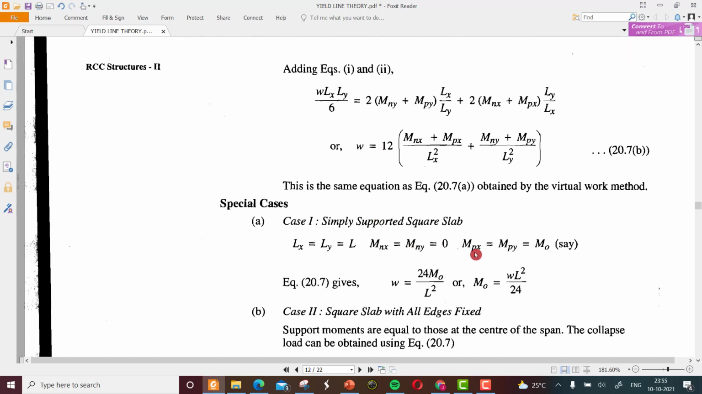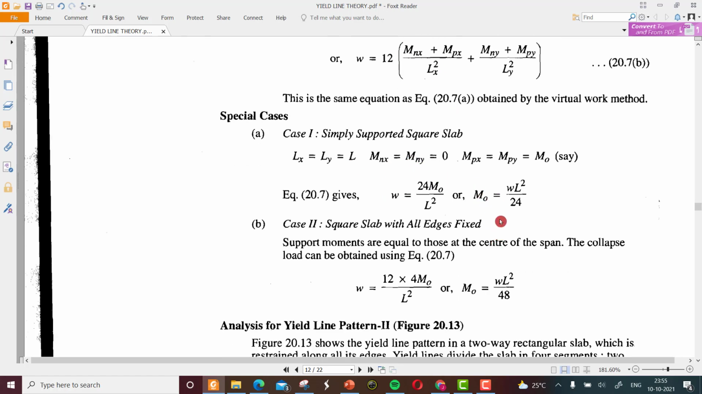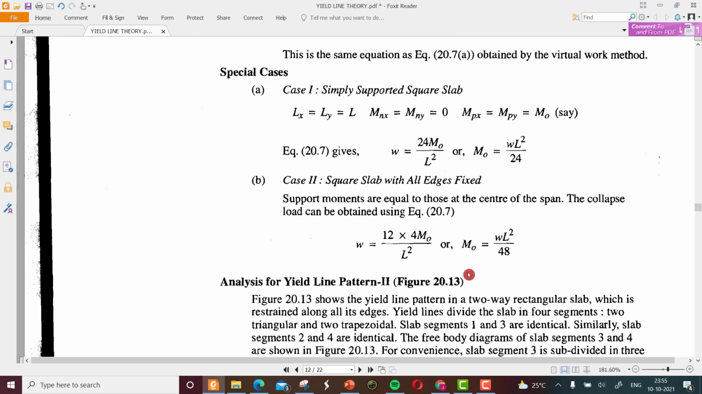So that will be 0, and mpx is equal to mpy is equal to m0. So substituting those values in this equation will give the bending moment is equal to W into L square by 24. Then case 2, for a square slab with all edges fixed. Square slab means Lx, Ly will be equal to L, and all edges fixed.